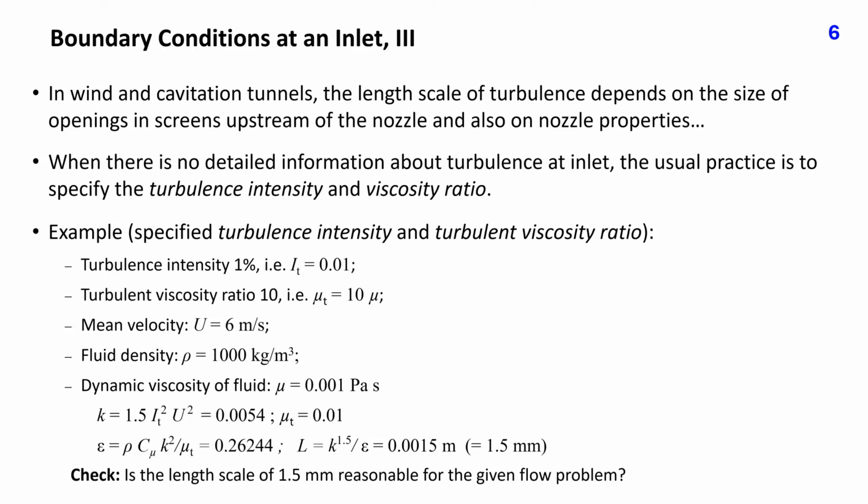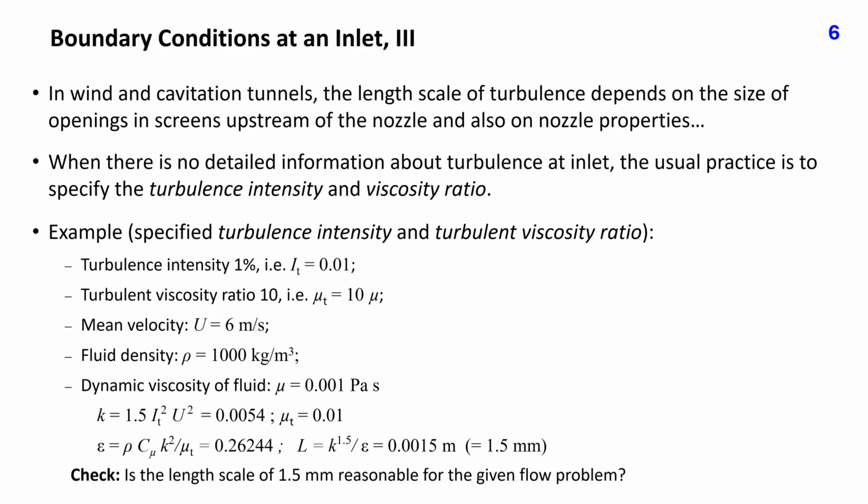Turbulence intensity is set to 1%, that is IT equals 0.01. Turbulent viscosity ratio is set to 10, that is turbulent viscosity mu T equals 10 times fluid viscosity mu. The mean velocity was set to 6 meters per second and fluid density is 1000 kg per cubic meter. Dynamic viscosity of fluid is mu equals 0.001 Pascal seconds. These are the properties of water. With this data, we can estimate turbulent kinetic energy according to the expression at the end of slide 4, k equals 1.5 times IT squared times U squared equals 0.0054.